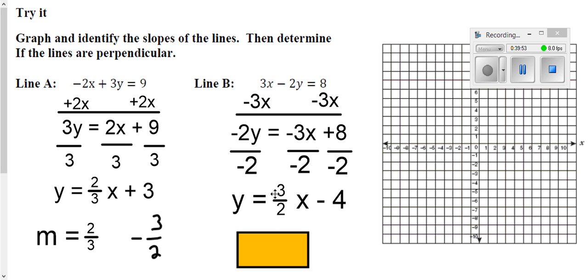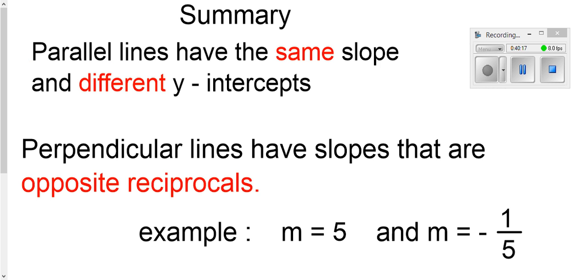So now we can see the slope of this line is 3 over 2, but it's positive. We needed it to come out to negative because one's going to be positive and one's going to be negative. So these lines are not perpendicular. Okay? So write that, not perpendicular, on your paper. That is the end of it here.